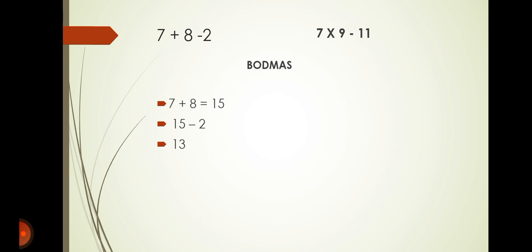One more sum, that is 7 times 9 minus 11. So over here we have two operations, that is multiplication and subtraction.